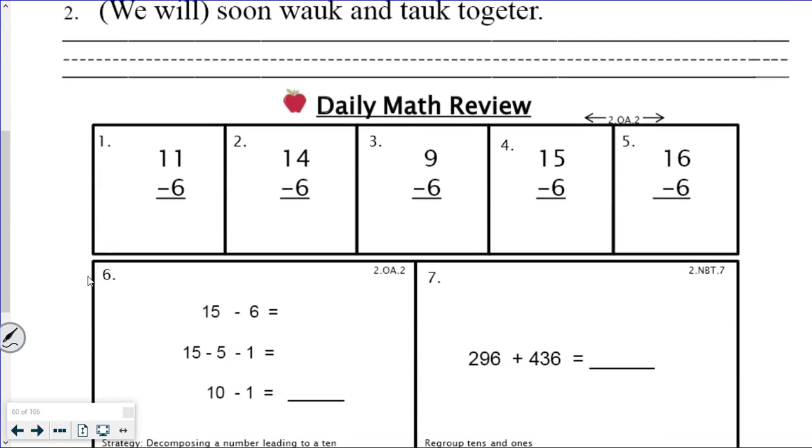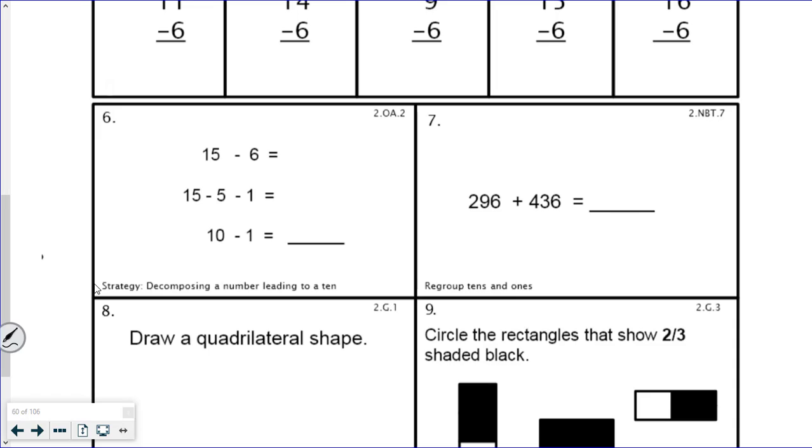Daily math review, you know what to do there. Pause your video, do 1, 2, 3, 4, and 5. Number 6, decomposing a number leading to a 10.